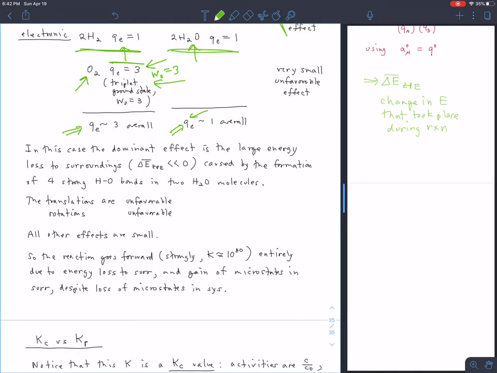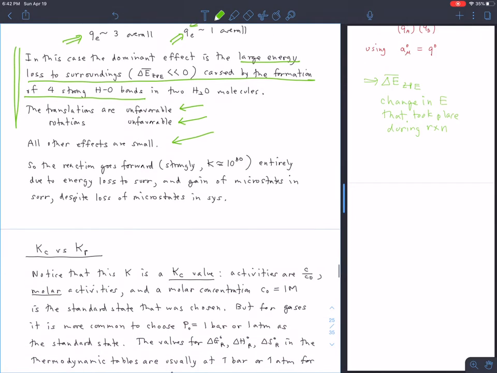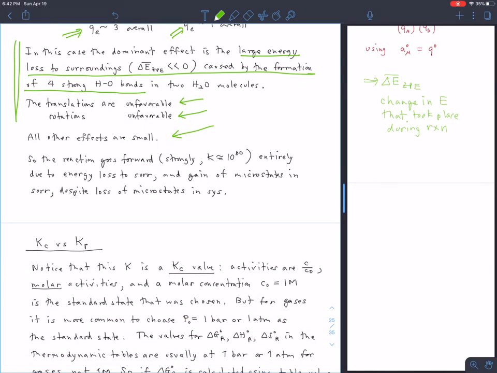Overall, as I say here, the dominant effect is the large energy loss to surroundings caused by the formation of the 4 OH-HO bonds in the H2O molecules. The translations are unfavorable. The rotations are probably unfavorable. The vibrations and electronics just don't matter. They're just too small to have much effect. And the net result is, yes, an equilibrium constant that's about 10 to the 80th, but almost all of that is due to the bond energy changes.